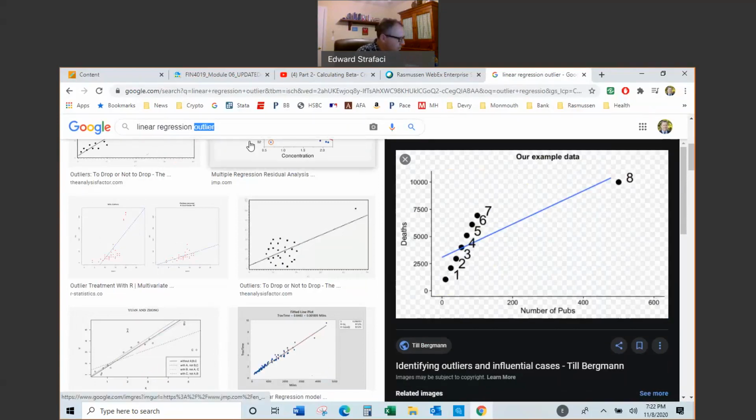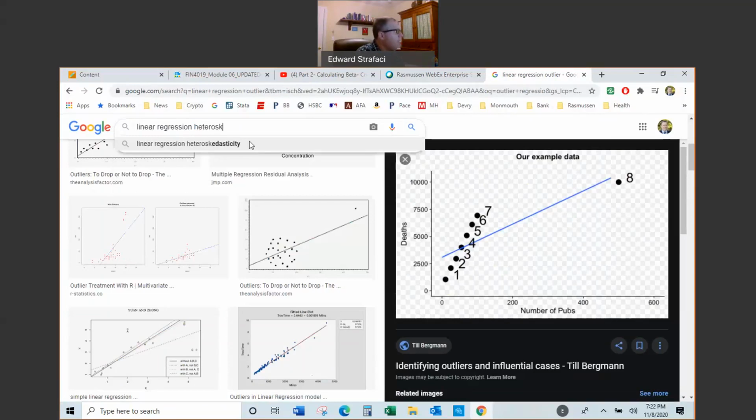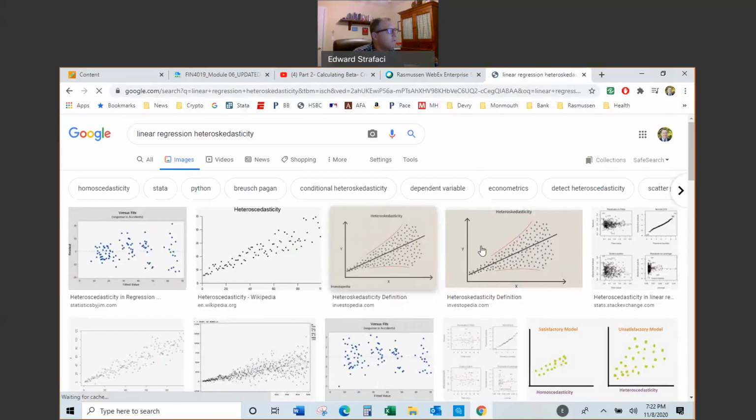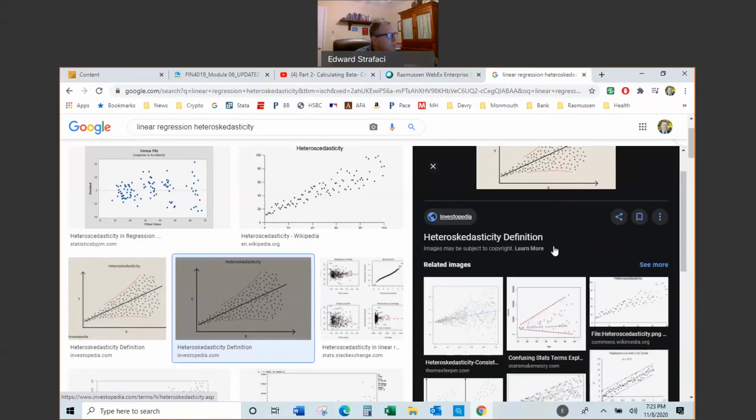Another one is heteroscedasticity. That's a weird word. Heteroscedasticity is a problem we also get with regression analysis, where at lower levels, or at one level of the regression, we have numbers that are very tight. But as the numbers grow, the regression becomes more dispersed. So that's another thing that we visually look for.